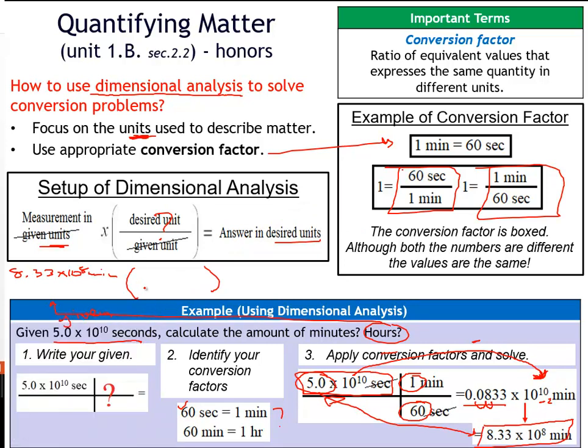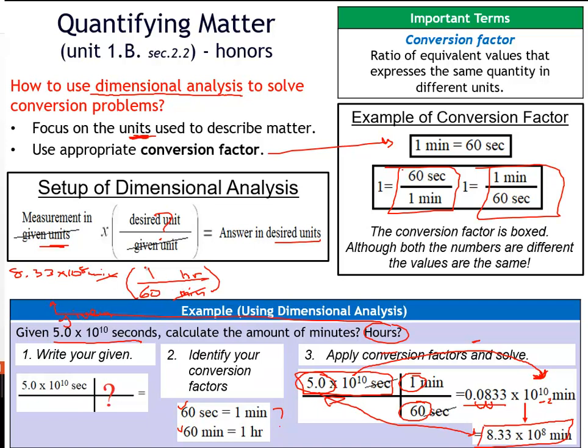And then I'm going to convert. I need to know the minutes are going to be at the bottom and the hours are going to be on the top, because the minutes have to cancel out. The question is, what numbers do I put here? Well, I know that that's my conversion factor. So let me write the 60 by the minutes and the 1 by the hour.